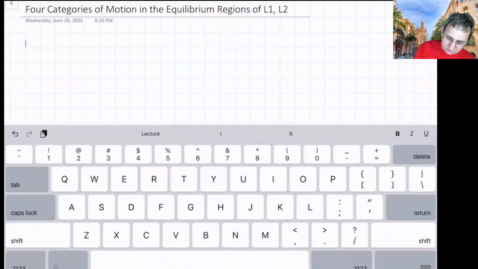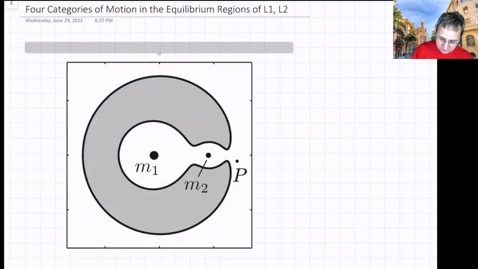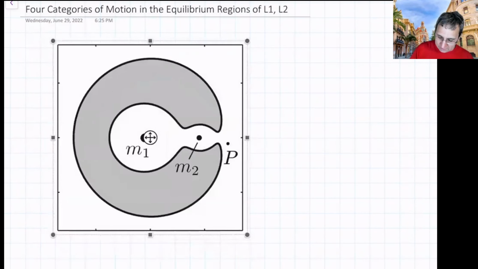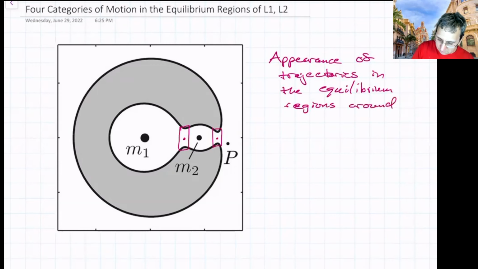So I'm going to show a picture that I've shown a couple of times already, because this is sort of the regime that we're in, the energy regime. And we're going to look at what happens around each Lagrange point, and in particular in these things that we're calling the equilibrium regions, and we'll treat them the same. So we want to look at what's the appearance of the trajectories in the equilibrium regions around L1 or L2. And we could get that from the linearized analysis that we've already done.